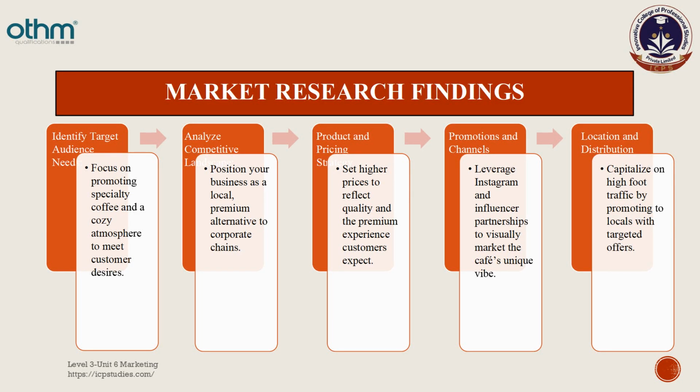Now you have the fourth step, in which you promote your product. It is the promotions and different channels. So you have to use Instagram or other influencer partnerships to visually market your cafe's unique vibe. Now, the last step is the location and distribution. You have to capitalize on high foot traffic, and you have to promote to the locals with targeted offers.